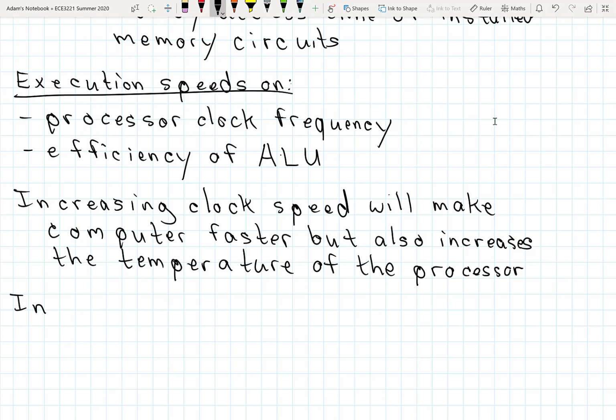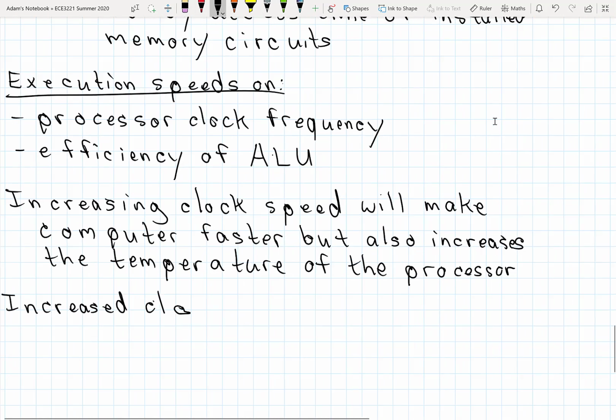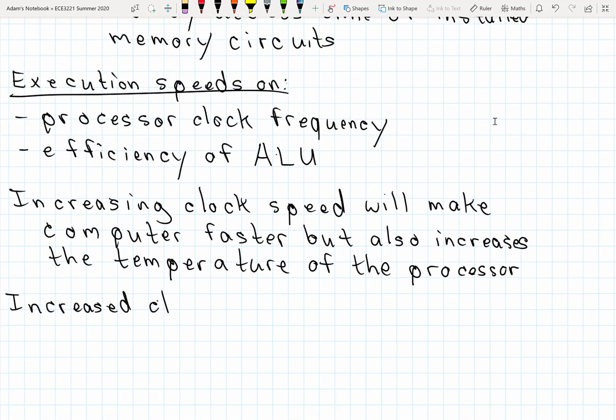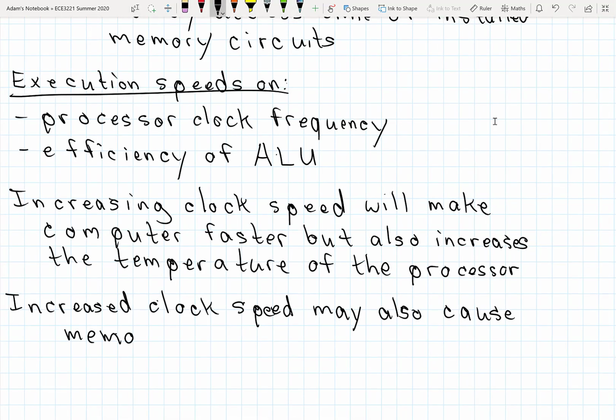The other implication of increasing the clock speed is the implications on accessing our memory. So increased clock speed may also cause memory read and write operations to fail, because we may all of a sudden violate the access times that are required of the memory.